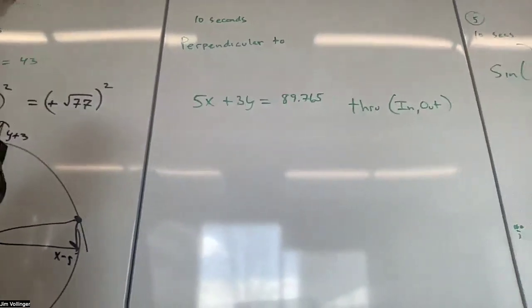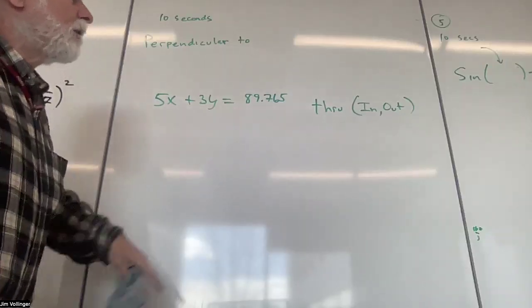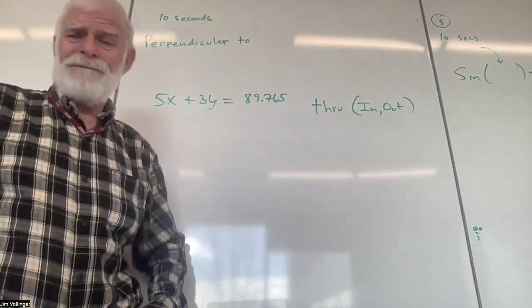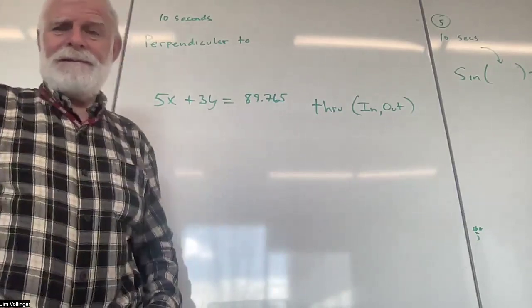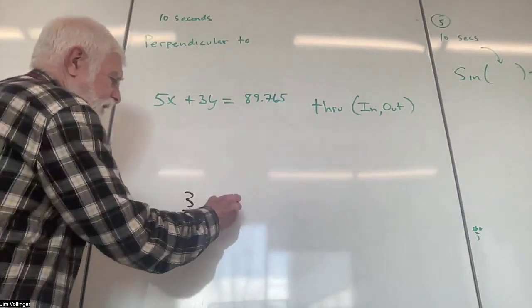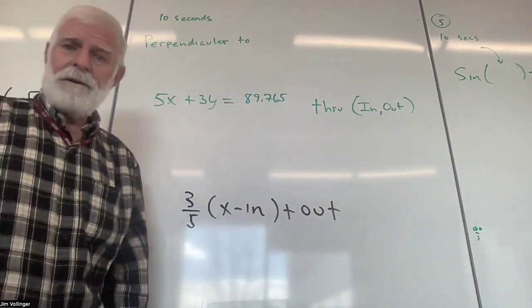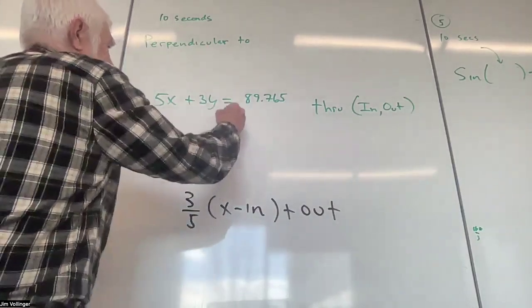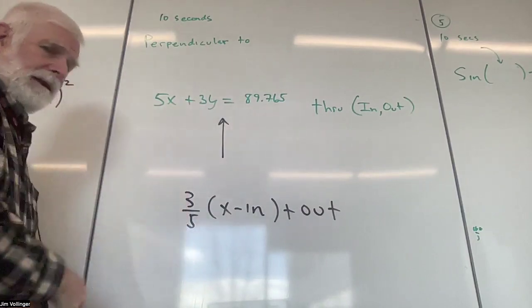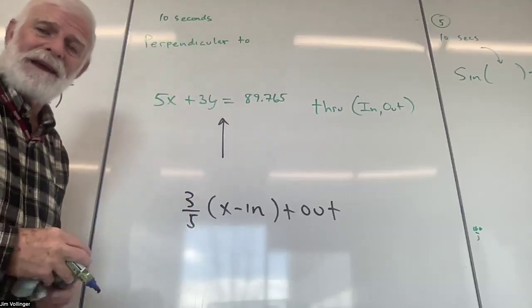Another 10-second question. If you know how to find the line perpendicular to 5x plus 3y equals 80 through a given point, then I'm wondering if you can just write your answer. Not even think. Yeah, just go over here and go, oh, 3/5, x minus in plus out. I didn't do any thinking. Why? Because I put my answer next to the original problem, and it sure looks like all I did was look at that and go ahead and do it, providing you understand the mechanics and the concepts behind it.